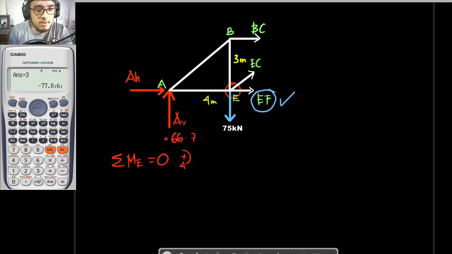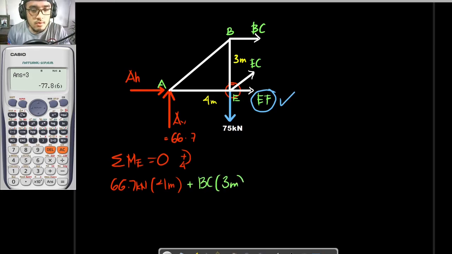Okay, so from that, our AV or 66.7 kilonewtons times the lever arm, so that would be 4 meters. So would it be positive or negative? It is positive since it is clockwise. So what else? That would be BC. So plus BC times 3 meters, lever arm 3 meters. So what else? So basically wala na. So that is to be equal to 0.